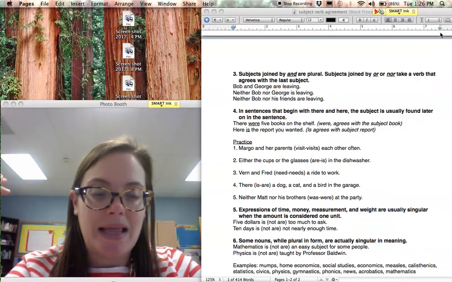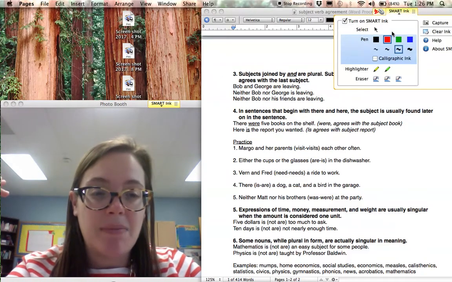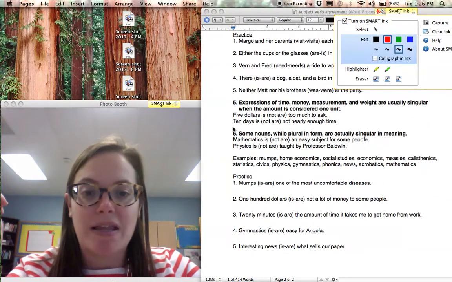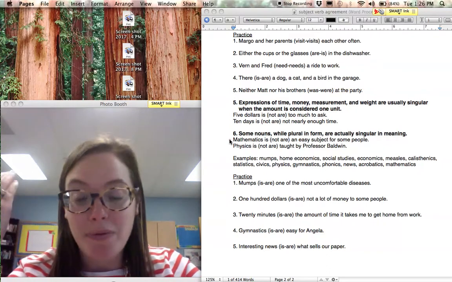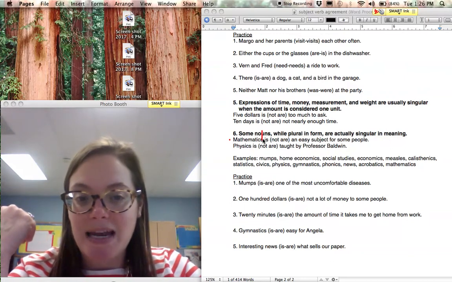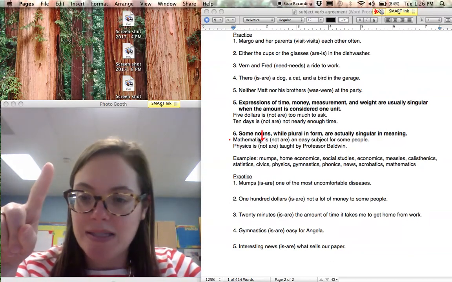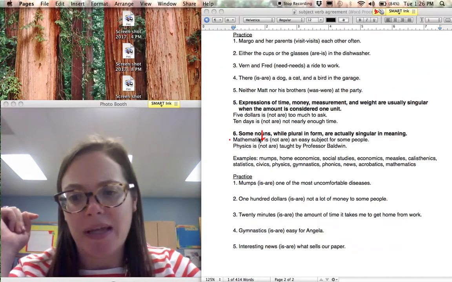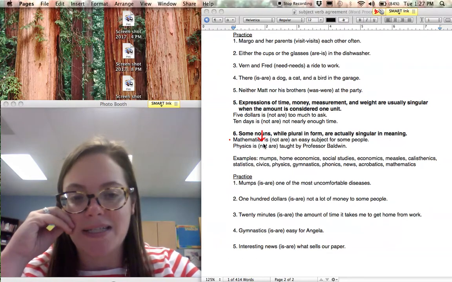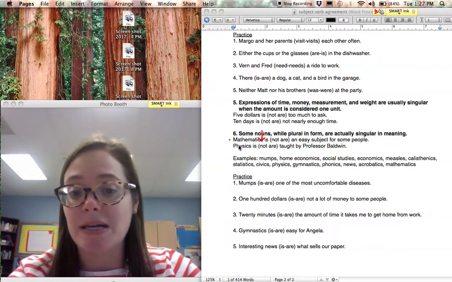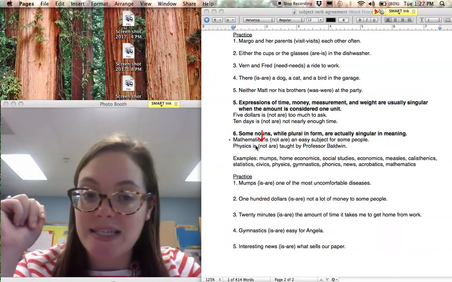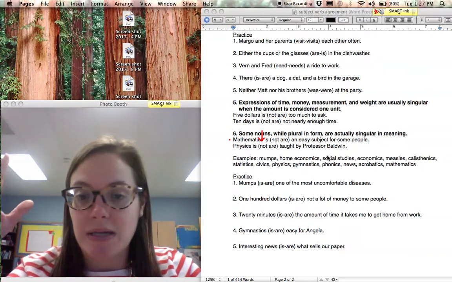And last one, again, something we've talked about before. Some nouns look plural, but are actually singular, so you just got to keep an eye out for those. Mathematics is the one we've talked about before. Mathematics is an easy subject for some people. Even though it's got an S on the end, I'm just talking about one thing. You wouldn't say math are really hard. That doesn't really make sense. So even though it looks plural, we take a singular verb. Same thing with most subject names. Physics again looks plural, it's got an S on the end, but it's physics is taught by Professor Baldwin. We use it as singular.